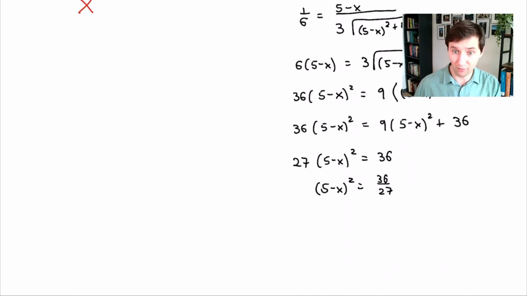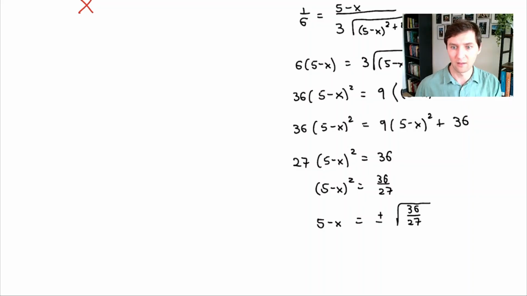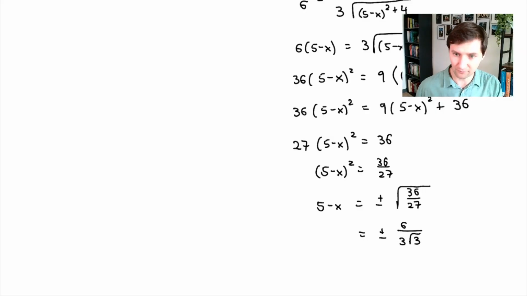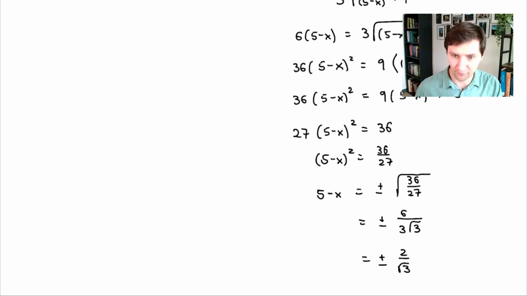Then I take square root on both sides, and I get 5 minus x equals plus or minus square root of 36 divided by 27. I know that square root of 36 is 6, because 6 times 6 is 36. 27 can be written as 9 times 3, and square root of 9 is 3. So this gives me plus or minus 6 divided by 3 square root of 3. 6 and 3 cancel and give me plus or minus 2 over square root of 3.